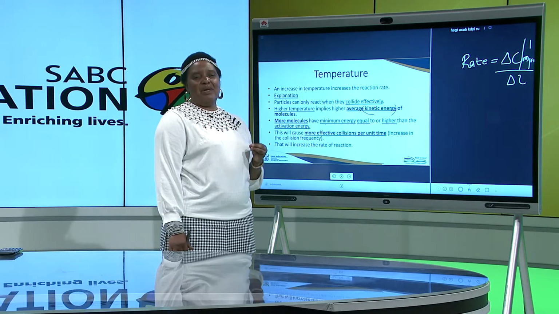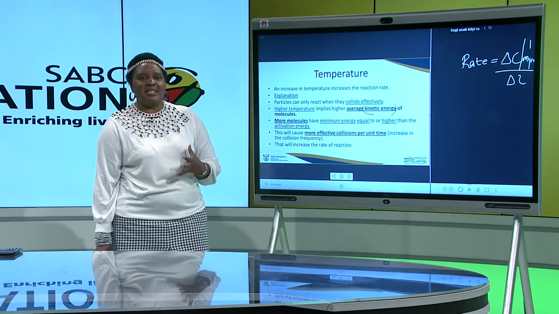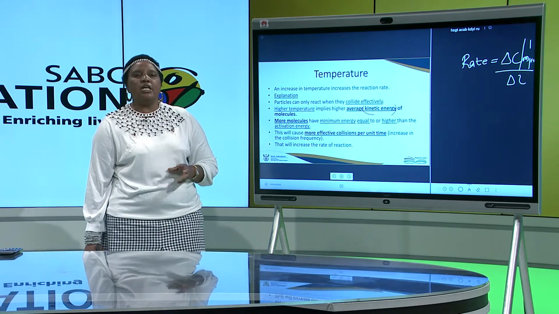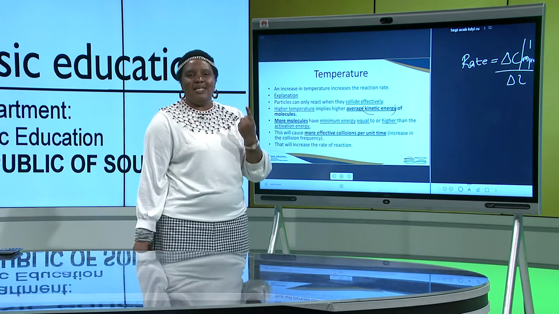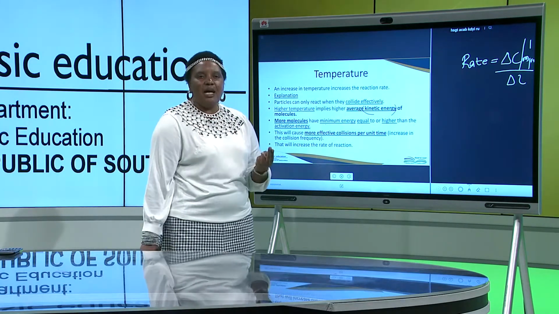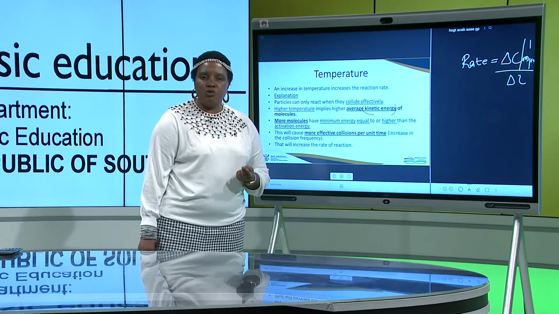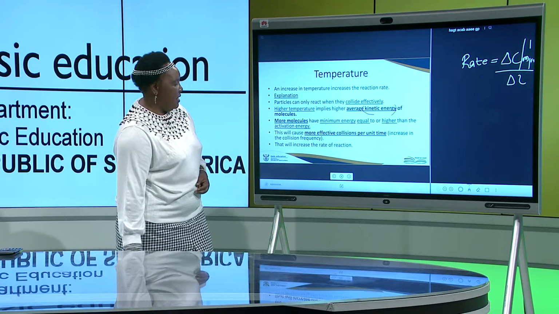Again, as a tip, grade 12, the examiner cannot change both of them at the same time and ask you which one will increase the rate of reaction. If the examiner does that, it is an unfair test. It's no longer a fair test. In order for you to have a fair test, you need to have one independent variable, and you measure your output, which is your dependent variable.